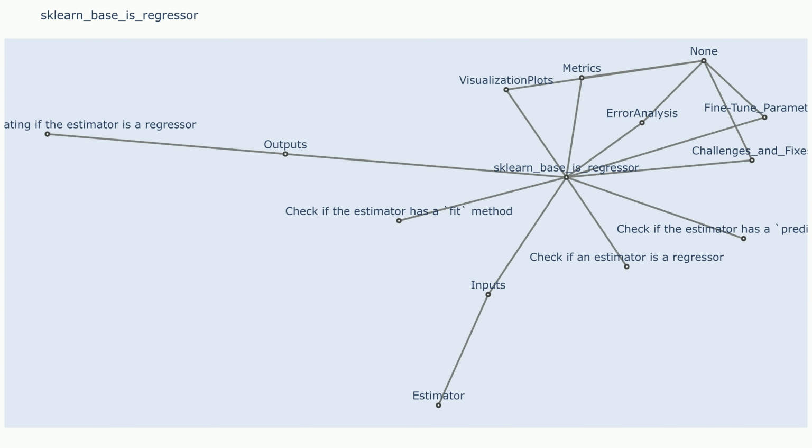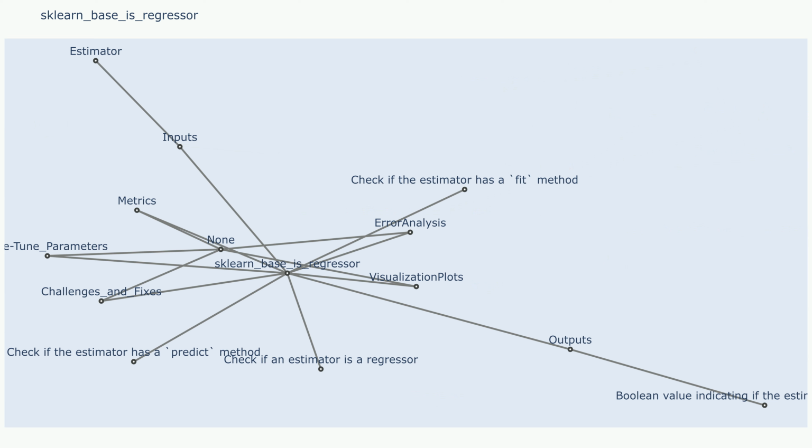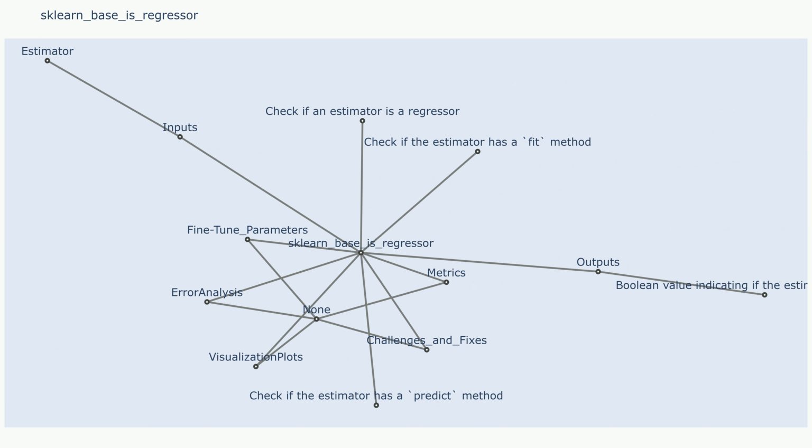sklearn.base.is_regressor. Description: the is_regressor method in scikit-learn's base class is used to determine if a given estimator is a regression model. Regression models are machine learning algorithms designed to predict continuous target variables. This method plays a crucial role in ensuring that the correct evaluation metrics and other functionalities are applied to a model based on its intended use.